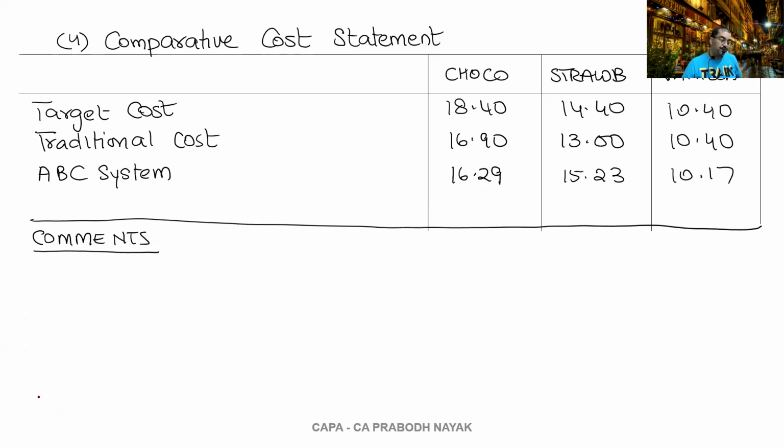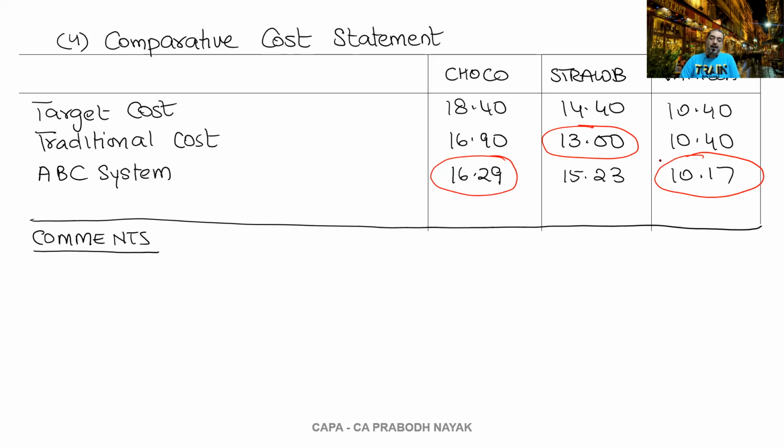Now, if you see here, for choco, what is giving us the lowest cost? ABC method. For strawberry, it is traditional cost. For vanilla, it is again ABC. For choco and vanilla, we should follow the ABC system that will give us the minimum cost. And for strawberry, we should follow the traditional cost method that will give us the minimum cost, so that profits can be maximized. So write down the wins.